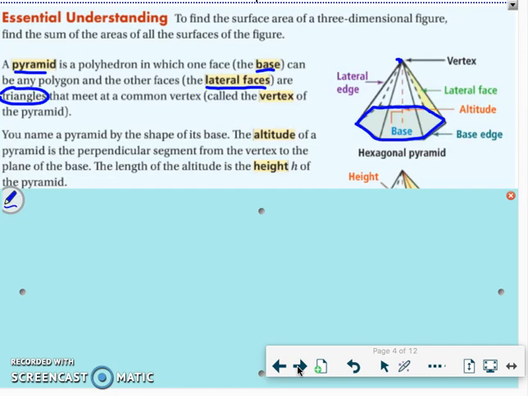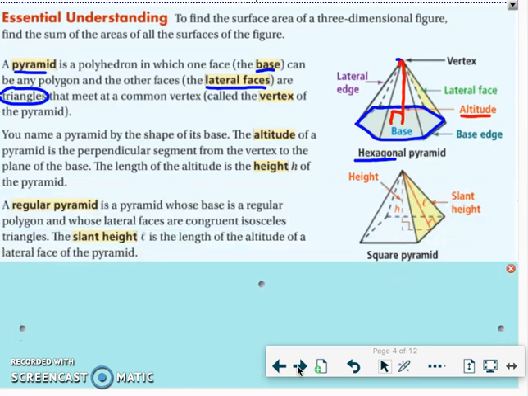So yesterday all the lateral sides were rectangles. Now we have triangles. You name a pyramid by the shape of its base, so this would be called a hexagonal pyramid. The altitude is the perpendicular segment from the vertex straight down the middle. So this is the altitude, this is the height of the pyramid, which is different than what we need today. We want something a little bit different, which we'll talk about in just a second. So that's going to be like h, that's the length of the altitude.